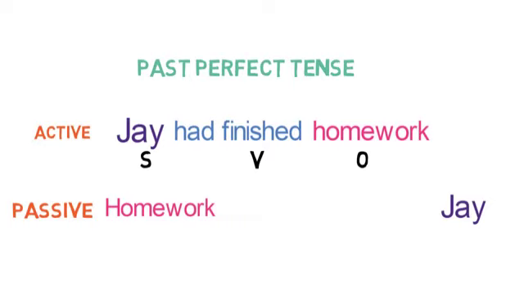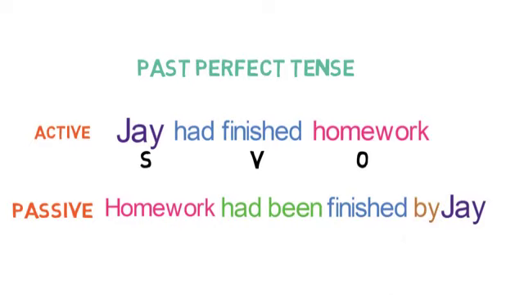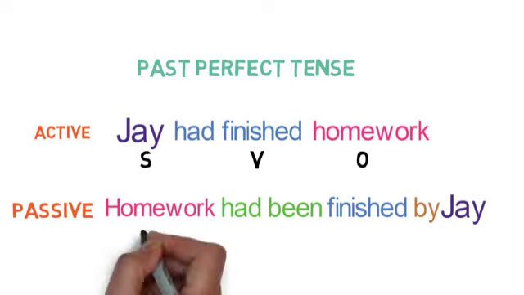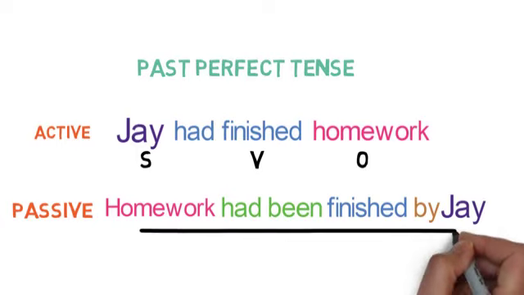Now converting the main verb to the third form, it will be finished. Next, adding a suitable helping verb of to be, it will be had been. And lastly, we need to add by here to make the sentence complete. So the whole sentence is like this. Homework had been finished by Jay.